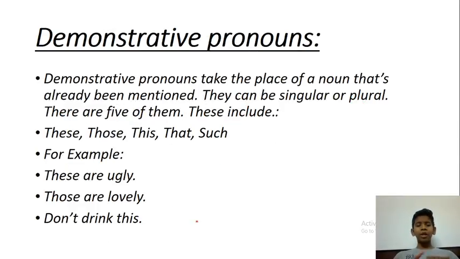Demonstrative pronouns. Demonstrative pronouns take the place of a noun that's already been mentioned. They can be singular or plural. There are five of them. These include these, those, this, that, and such. For example, these are ugly. These are very ugly. So they take the place of a noun, right?